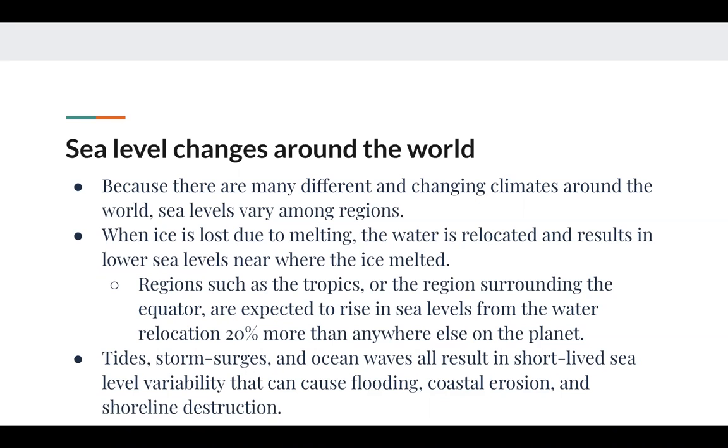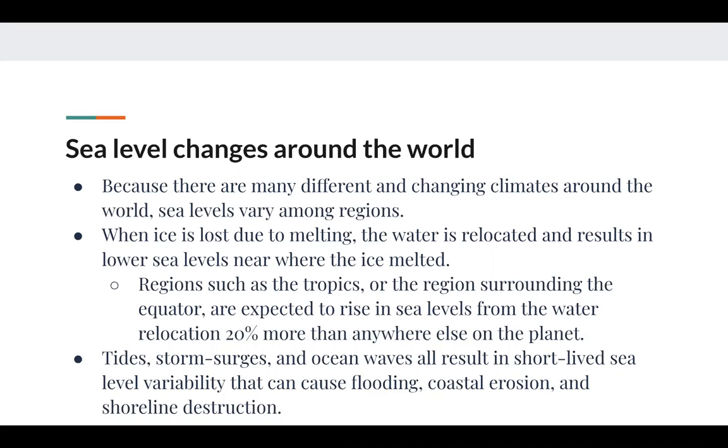Tides, storm surges, and ocean waves all result in a short-lived kind of sea level variability, and they can cause flooding, coastal erosion, and shoreline destruction. So if you've ever been to the beach, you might see a sign that says look out for the tide, or the tide is lower today. And that's because the tide varies with the time and the season, and it has a bunch of other factors that affect it, such as the moon. And the tide is just where the ocean is currently in relation to the shore.